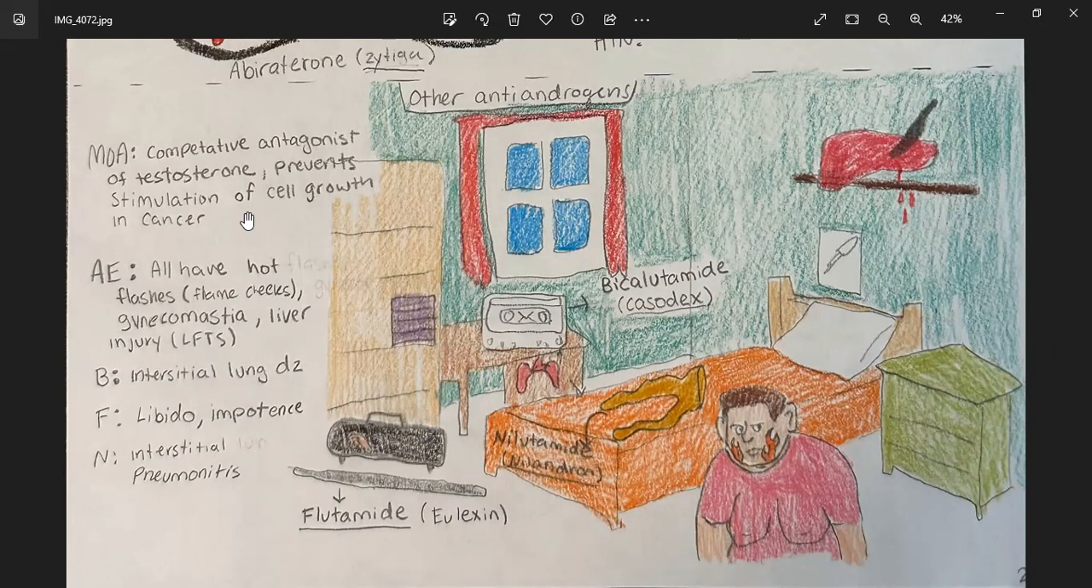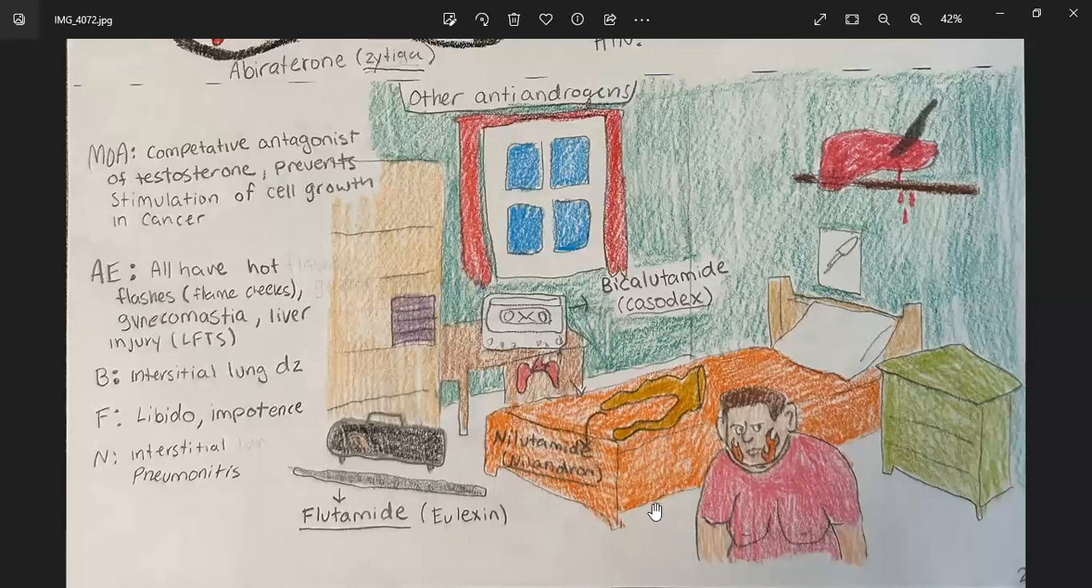So we have a bedroom here, and there's stuff in the room that are going to symbolize our drugs. So we have Casodex, or a deck of cassette tapes is what I was going for. So this is a cassette tape, Casodex. And we have a flute, or flutamide. It's a poorly drawn flute. And then for nilandrone, I was thinking like nylon. So we have like a pair of nylon pantyhose on the bed.